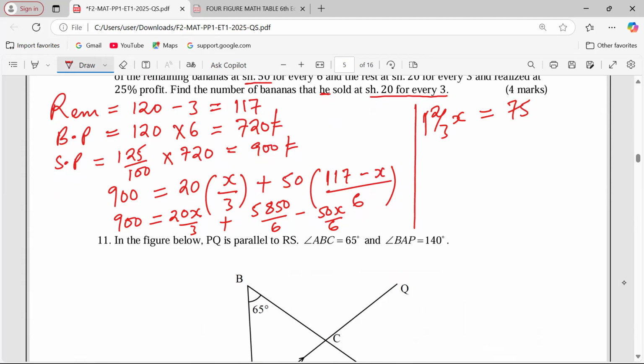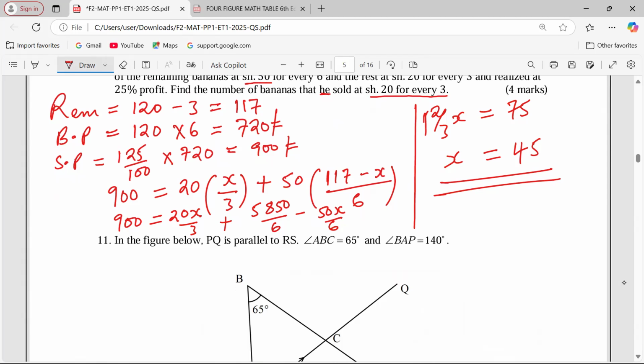If that is becoming 75, then we get the value of x by dividing through by, remember, on the left-hand side, we are having a 1 and 2/3, which is equivalent to 5 over 3. So to remain with x, with the 5 over 3, we multiply by 3 over 5. So multiplying by 3 over 5, x becomes 45. So the number of fruits which were sold at 20 shillings for every 3 are only 45. Yeah, they are only 45. So we find the value of x in such a way.